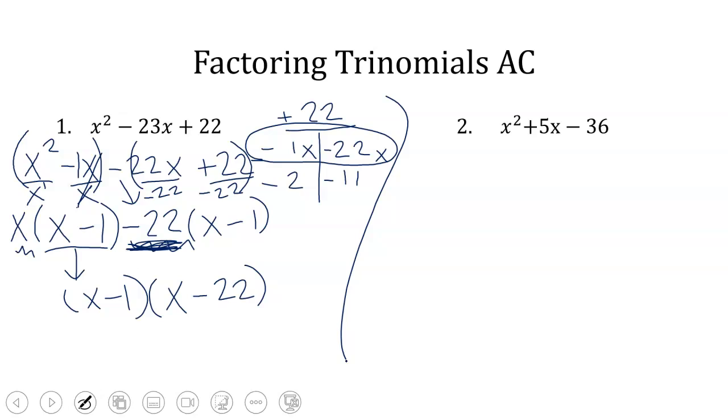All right, so let's try number 2. Try it again. Multiply the first and last. 1 times negative 36 is negative 36. So I need to write all my factors of negative 36. 1 times 36, 2 times 18, 3 times 12.